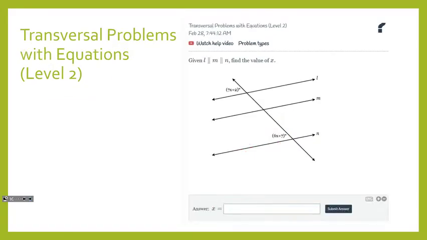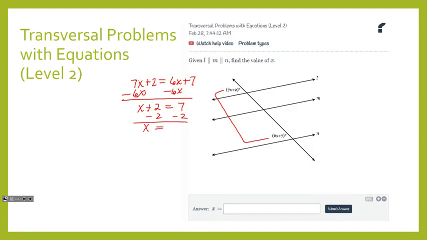Even though we've got three lines that are parallel, they still create unique angles. These two angles right here are called corresponding angles. They are equal, so you can go 7x plus 2 equals 6x plus 7, because they're equal. Then solve for x by subtracting 6x. So I get x plus 2 is 7. Minus 2, so x is 5.